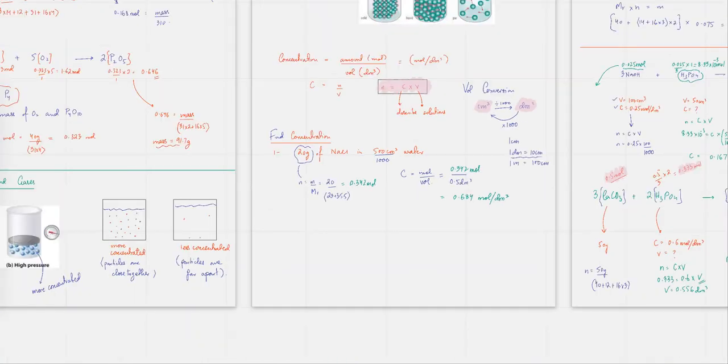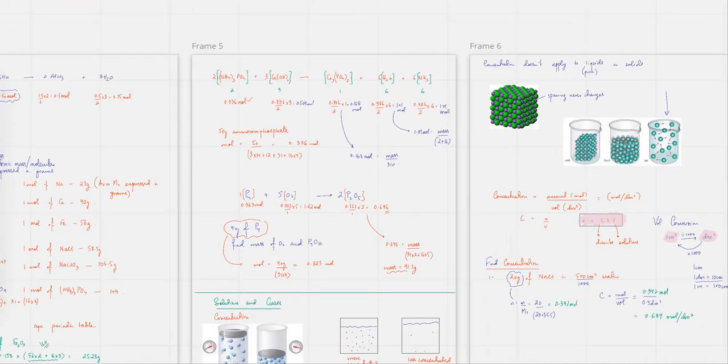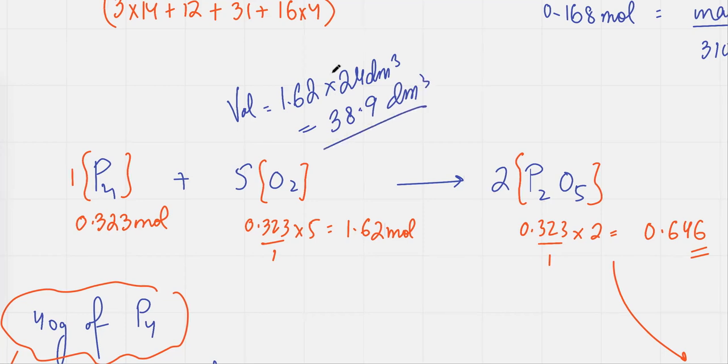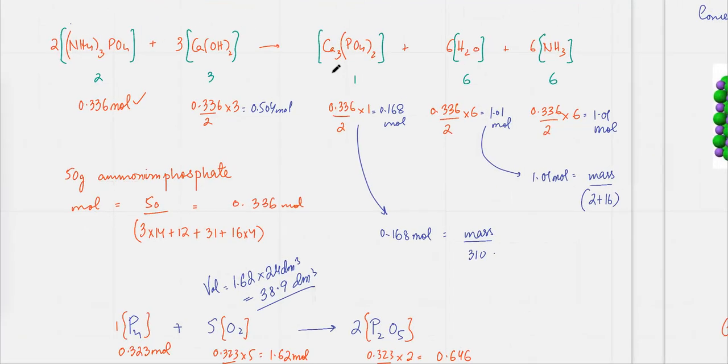So if there's another question, for example, over here, I know that oxygen is a gas and I've got 1.62 moles. Somebody might ask me to find the volume of this gas. So it's just going to be 1.62 moles times 24 dm cube, and that will give me the volume of the gas. So what would you get for this? Round off to the third one. So you'll get 38.9. So basically, the basic idea is the same.